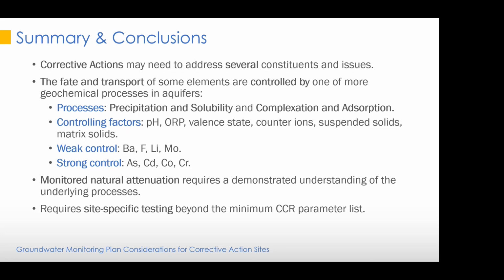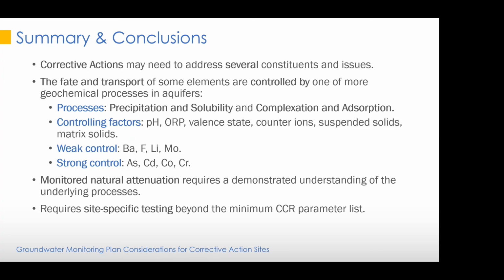This isn't the same across all elements. So you have to think about what is driving your particular concern on your site. You know, barium, fluoride, lithium, and molybdenum have weaker controls. Arsenic, cadmium, cobalt, chromium have stronger controls. And it's important that you understand the underlying processes. The EPA has made it very clear that if you're looking at things like monitored natural attenuation, if you're looking at alternate sources, you have to understand what the process is that's driving that conclusion.